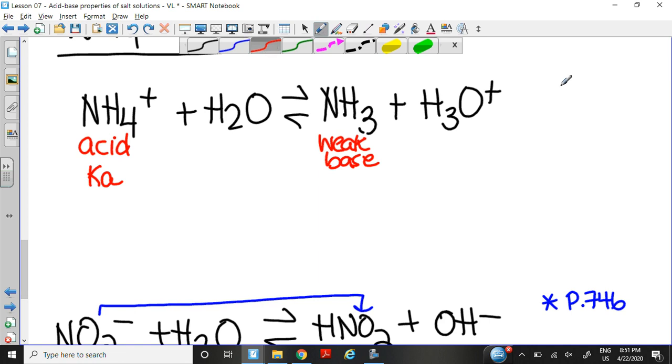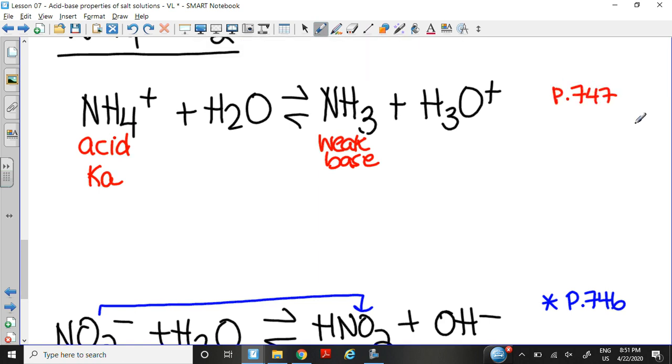And for Ka, it's on page 747. I would recommend taking a look and see if you can find the Ka and Kb values in the appendix of your book right now. So if you don't have it handy, pause it, go grab it, take a look, and see if you can find it.